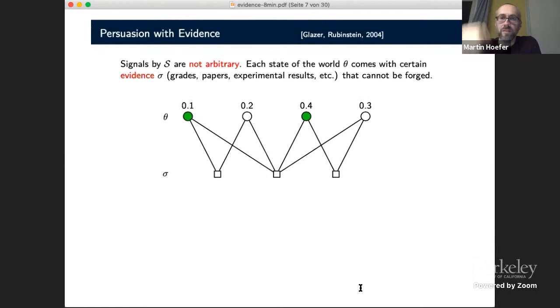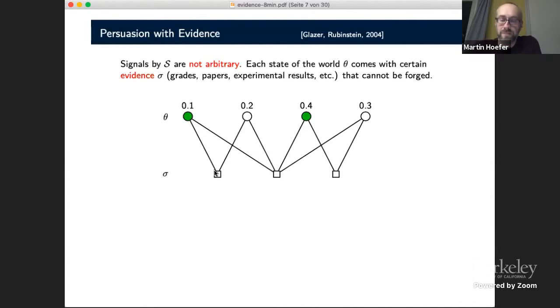Formally, the model is like this. You have this state-evidence or state-signal graph, where here are the states of the world, and they are acceptable or rejectable, like green and white. And there's this prior over the state of the world. And then there is this known state-signal graph, which means in which state of the world can I put forward which evidence, which collection of evidence.